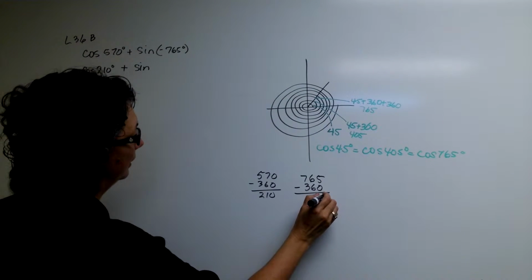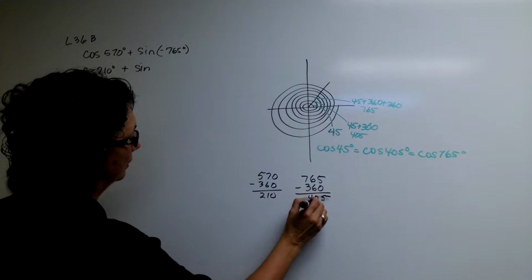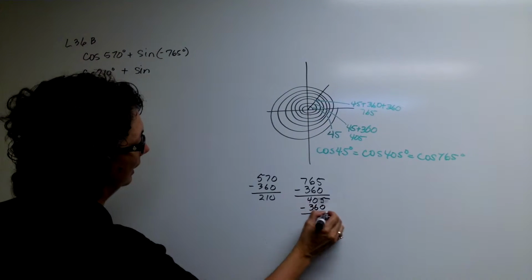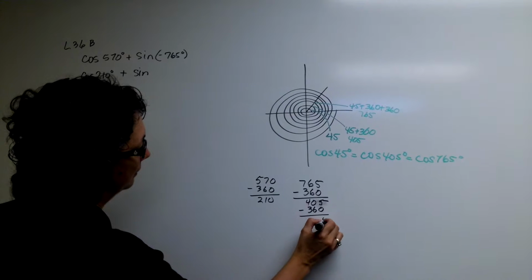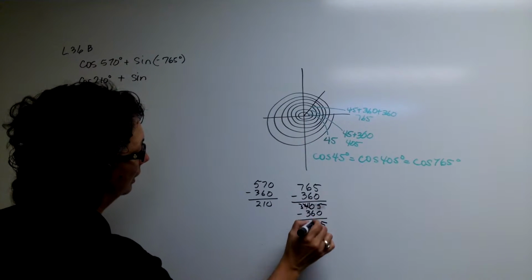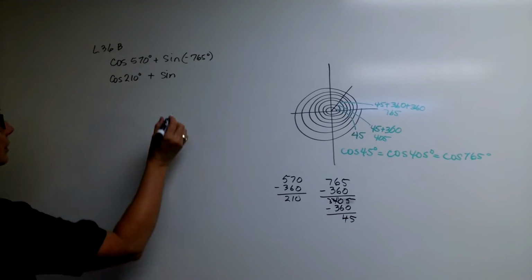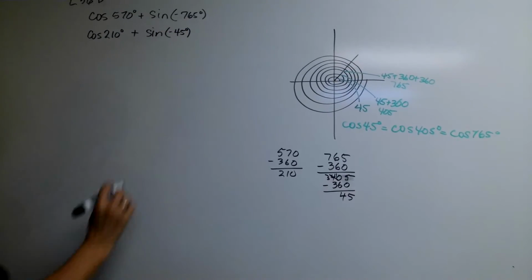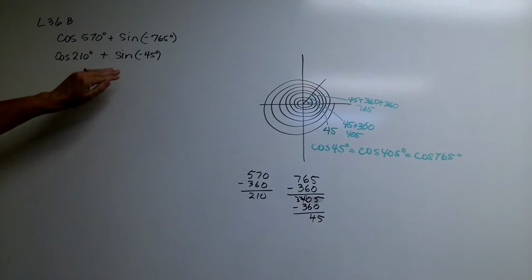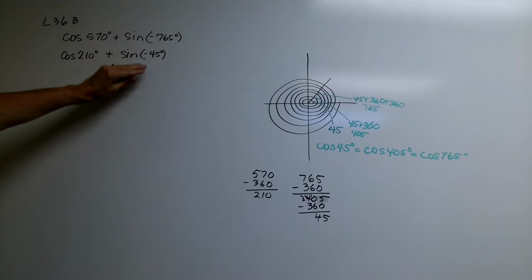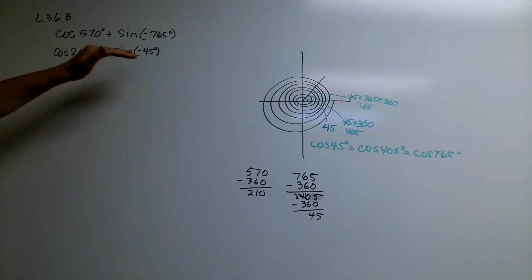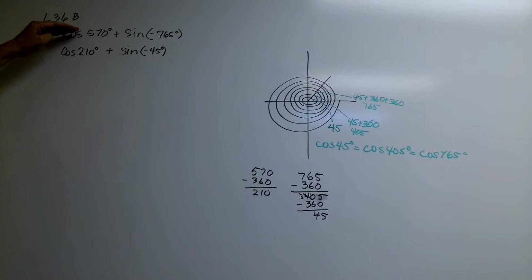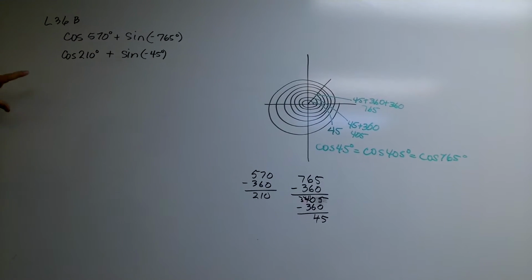I'm still more than 360. Let me do that again. So this is the same as negative 45 degrees. So I've just reduced it down to an angle between 0 and 360, is all I've done, and the sines and cosines will be the same.